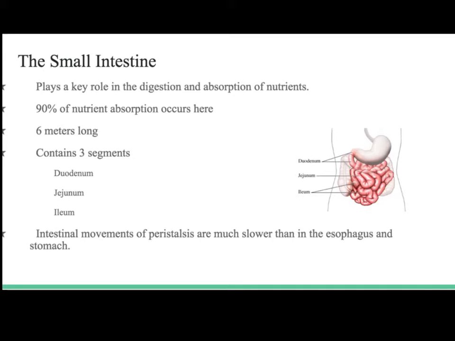Just like in the stomach and in the esophagus, we have intestinal movements of peristalsis, but they are much slower than in the esophagus and the stomach. Again, this is trying to get that opportunity to absorb more nutrients. So there are basically 2 factors that allow us to absorb more nutrients: the length as well as the speed.